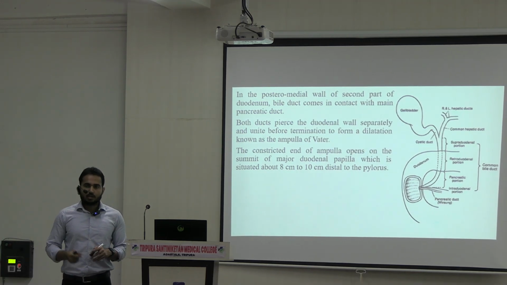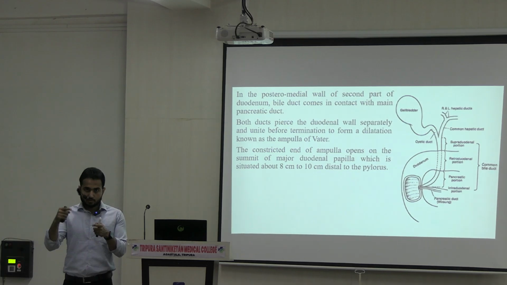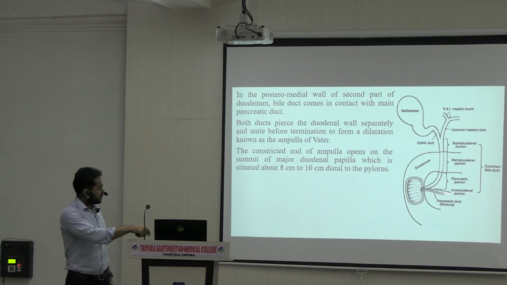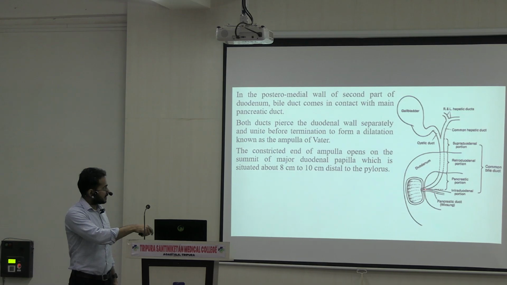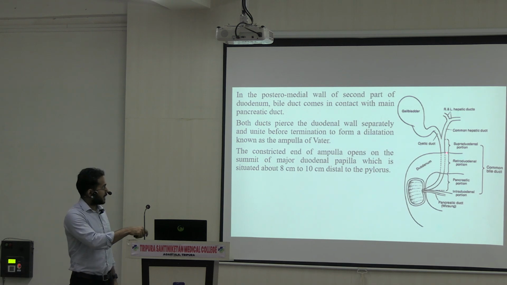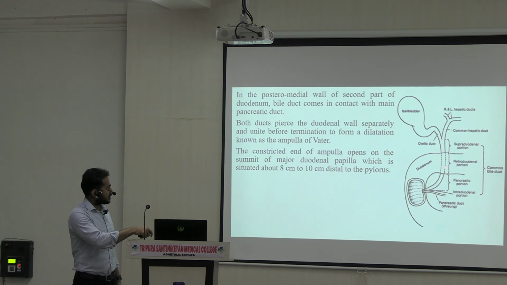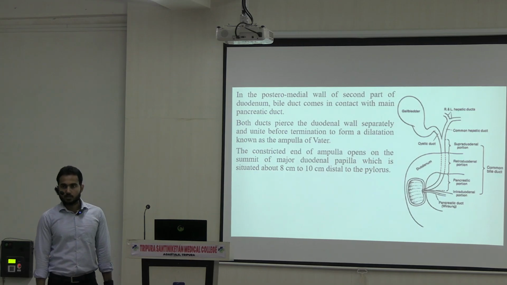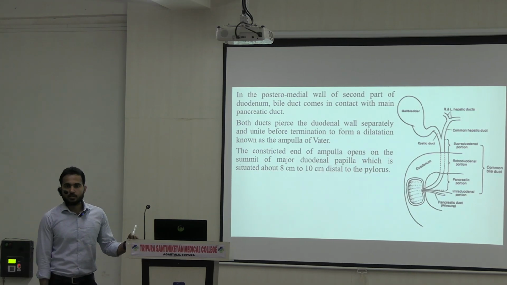Now, before terminating, as I said, it is joined with the main pancreatic duct. As you can see, this is the main pancreatic duct. They will join together and then drain into the second part of the duodenum. So, like this, the bile which is coming will go and drain into the second part of the duodenum. Let me tell you why it is required: for emulsification of the fat.